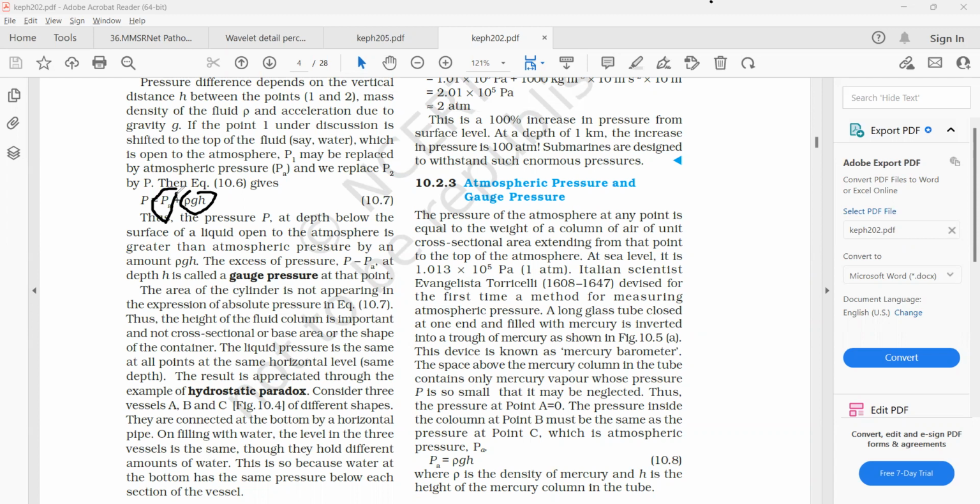When we want to measure the pressure at a particular point at depth, for example at 100 meters or 1 kilometer, we can say it is the atmospheric pressure plus rho into g into that 100 meters or 1 kilometer. That's how we calculate the pressure. This is called gauge pressure. This excess pressure, this rho gh, is called the gauge pressure at that particular point.